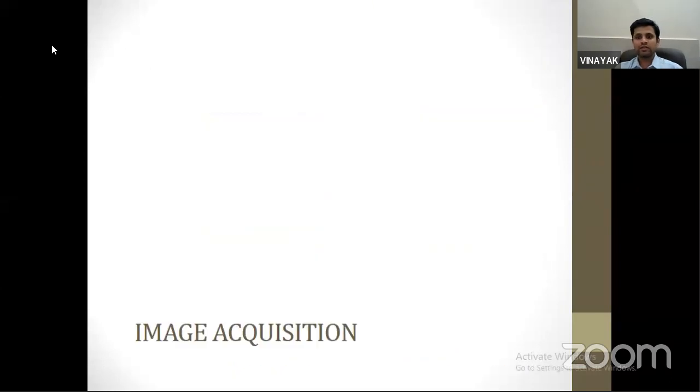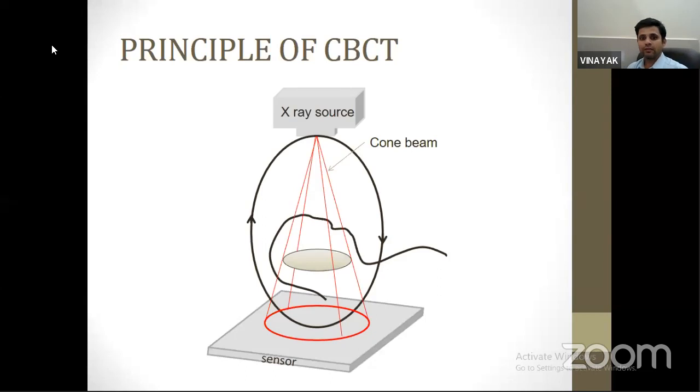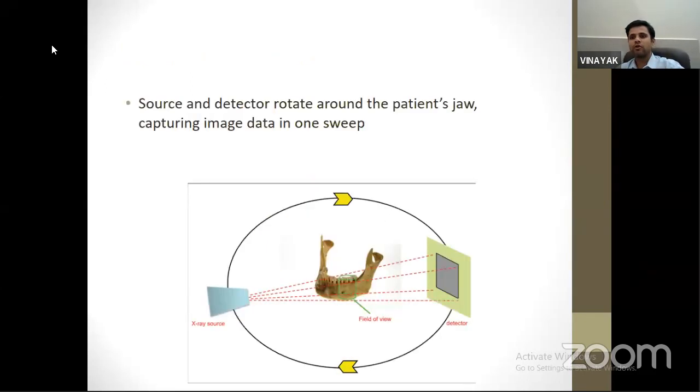Now, what is CBCT? CBCT stands for cone beam computed tomography. Why cone? The shape of the beam is cone shape, hence it is called cone beam computed tomography. Just like how an OPG works, it is the same principle. The X-ray source and detector rotate around the patient in a single sweep. While rotating in one go, it takes the entire scan. So the difference is the shape of the beam.